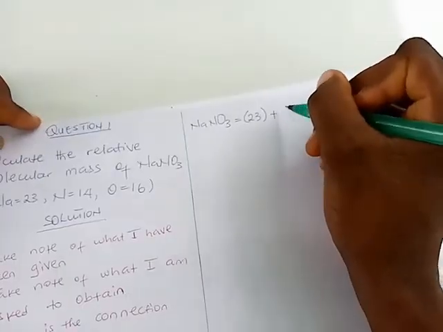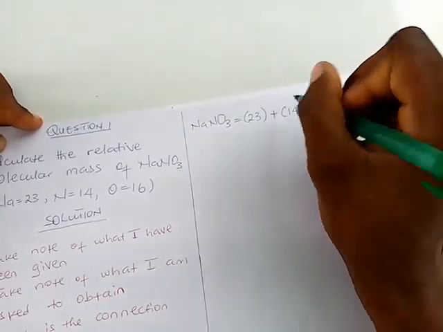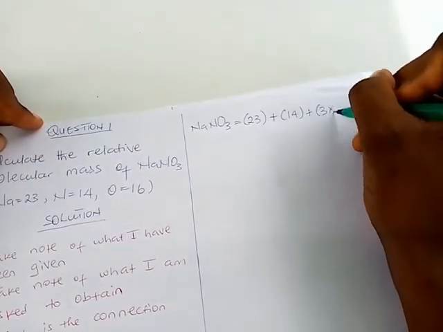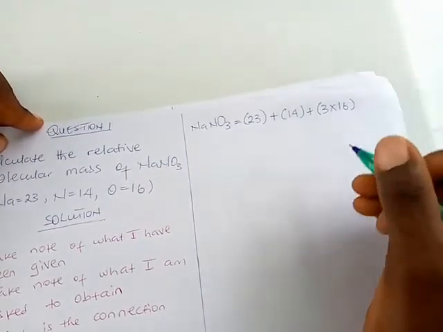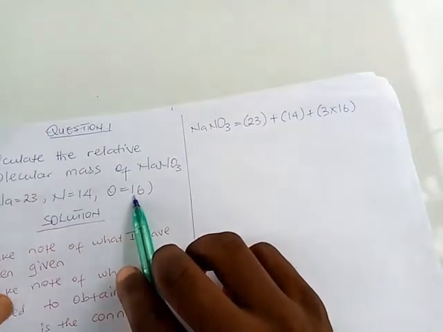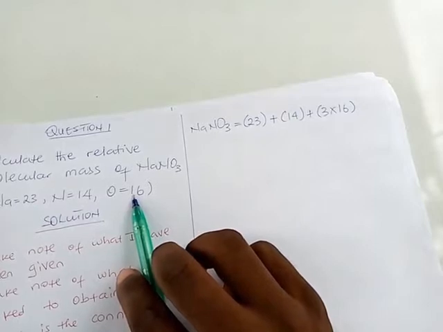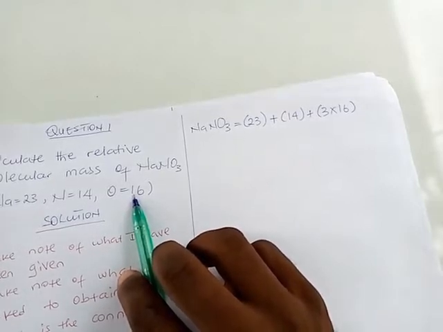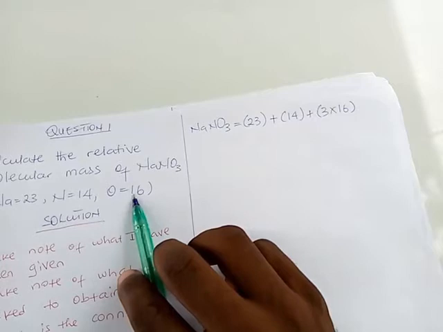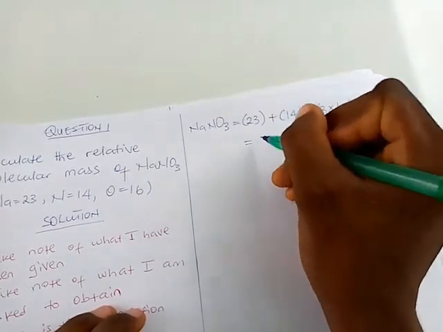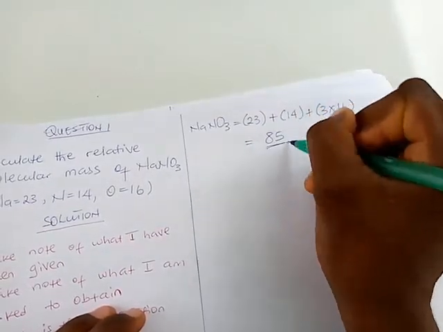This 23 is for sodium. The 14 is for nitrogen. And then remember, for oxygen, we have 3 atoms. 1 atom of oxygen is equal to 16. That's the relative atomic mass. But for 3 atoms, we have to do 3 times 16. So 3 times 16 plus 14 plus 23. That is 85. So what we have is 85.